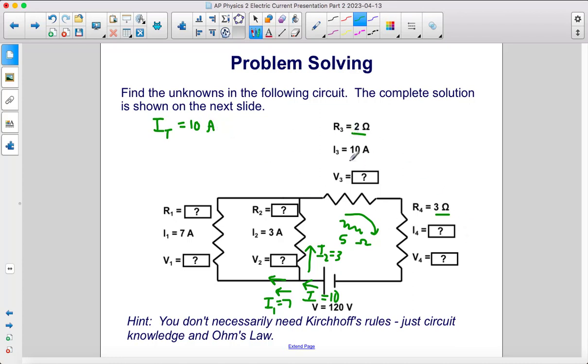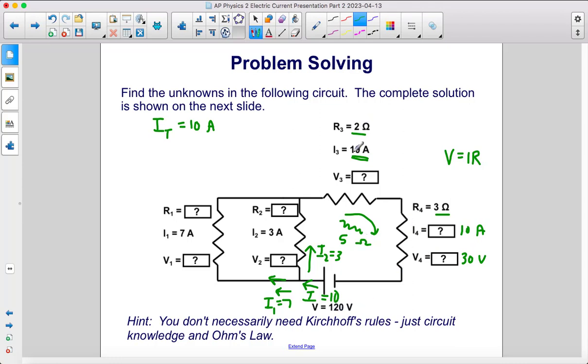We know, oh, and look, it says right here that I3 is 10 amps, and that makes sense because that's how much current is going around this branch, which means that that's also I4 is 10 amps. Now we can use Ohm's law. So Ohm's law, V equals I R. I is 10, R is 3. That means that 30 volts are dropped in this resistor of the 120.